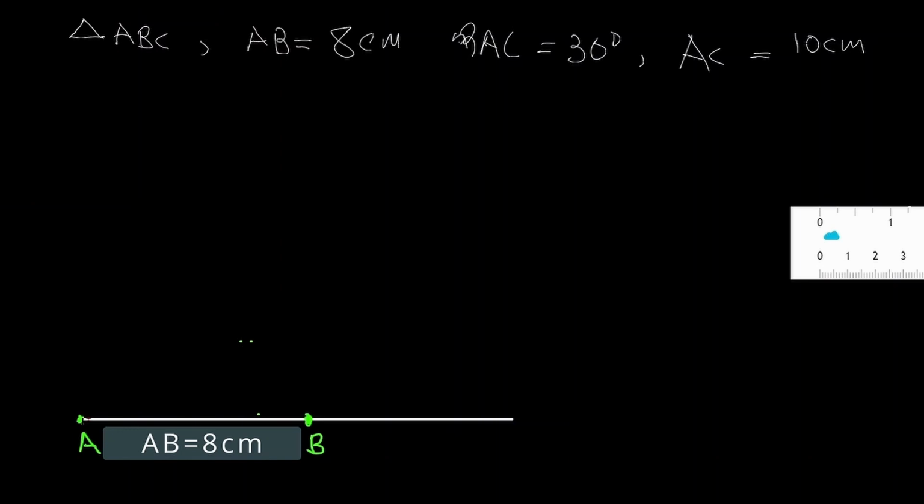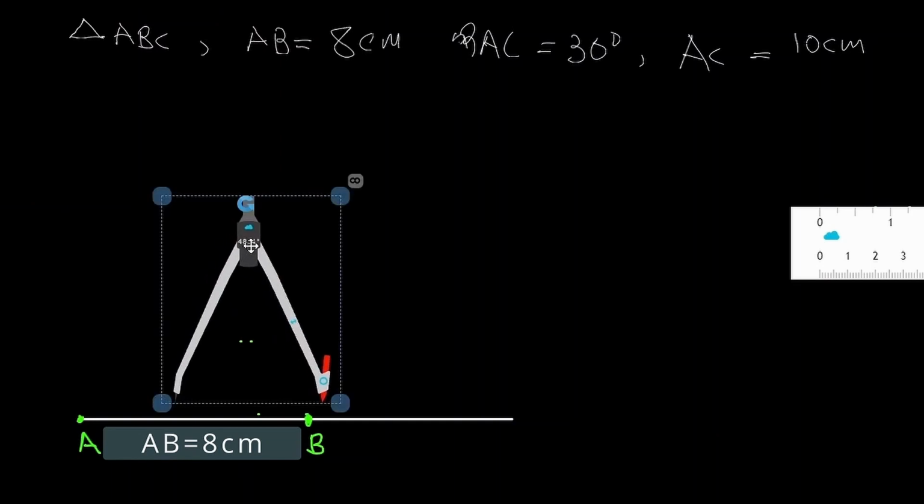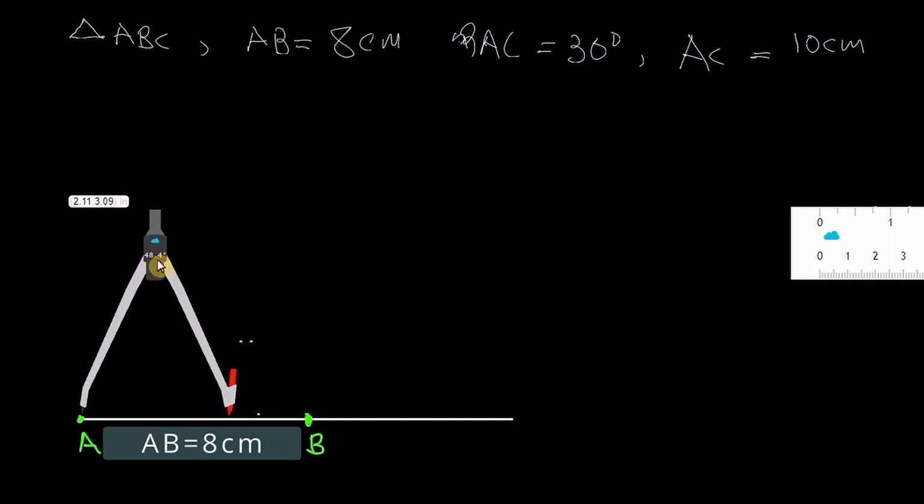Now we need to construct a 30 degree angle at point A. So to get a 30 degree angle, we first construct a 60 degree angle and then we bisect that to get a 30 degree angle. So let's take our compass. We open our compass to a reasonable separation. We position the compass center at point A and we strike an arc.